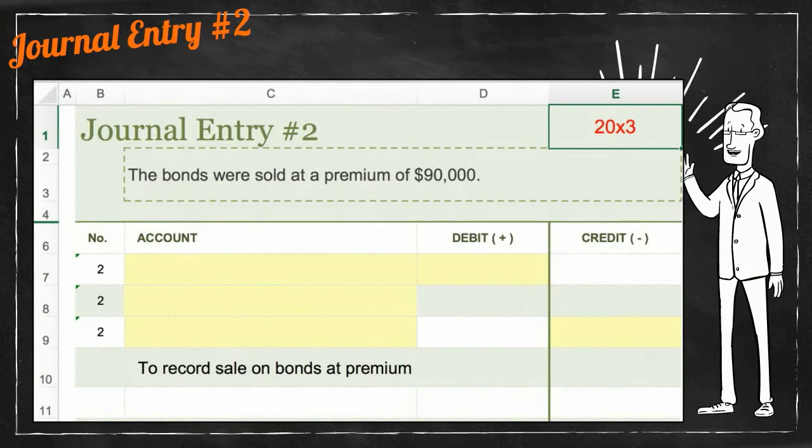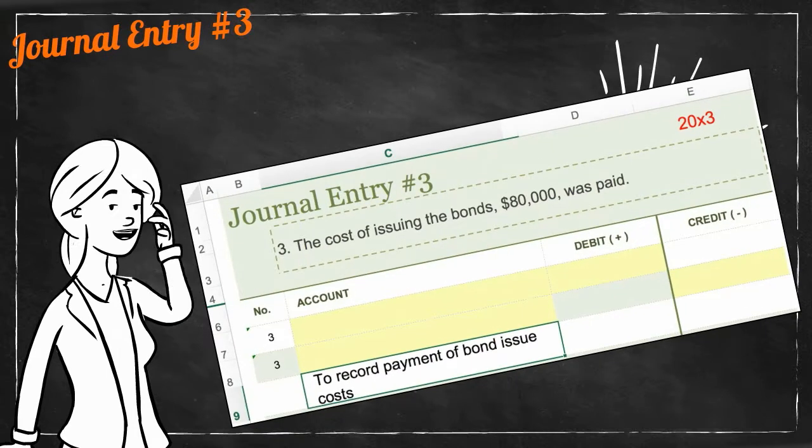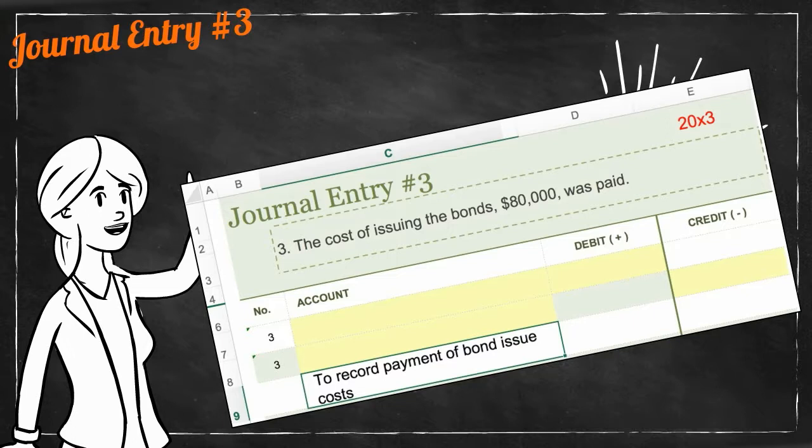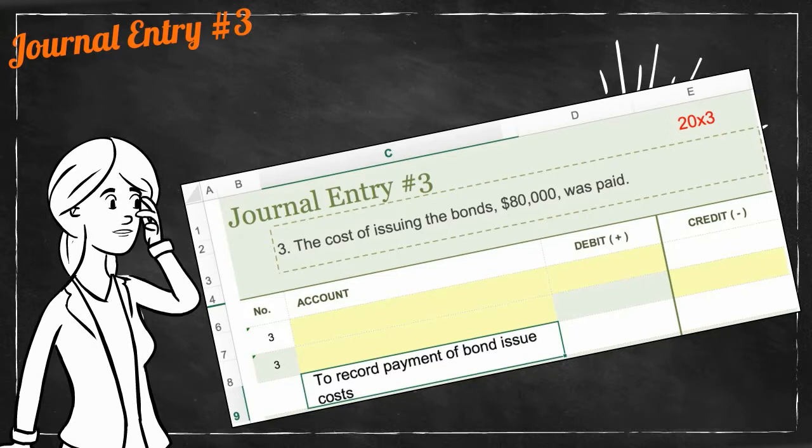Journal entry number 2 is to record the sale of a bond at premium. The bonds were sold at a premium of $90,000. This is a 3-line journal entry. Journal entry number 3 is to record the payment of the bond issue costs for the cost of issuing the bonds when the $80,000 was paid. This is a 2-line journal entry.